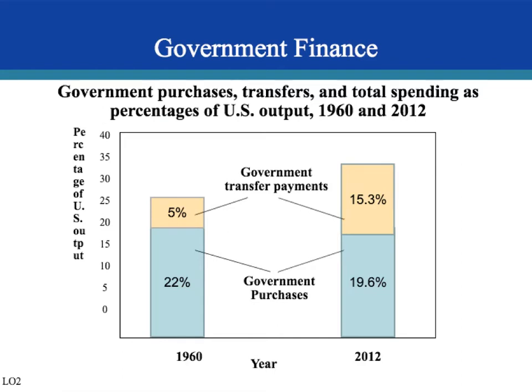We can see that total government spending has increased throughout the years, and the reason for this increase has been an increase in government transfer payments. Overall, government purchases have slightly declined, but government transfer payments have tripled.